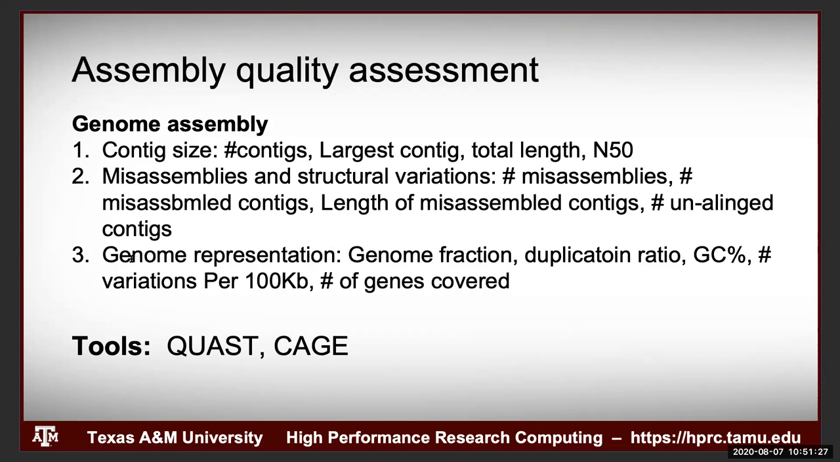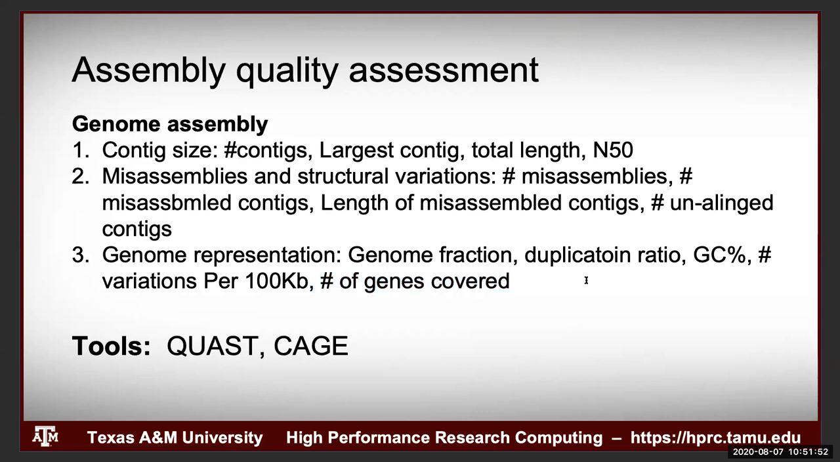Okay, so some other things like genome fraction. So what is the percentage of the genome covered by your assembly? What is the duplication ratio, GC content, variation per kb? So variation per kb is more like the errors from the sequencing or from some other reasons. And number of genes covered, yes.